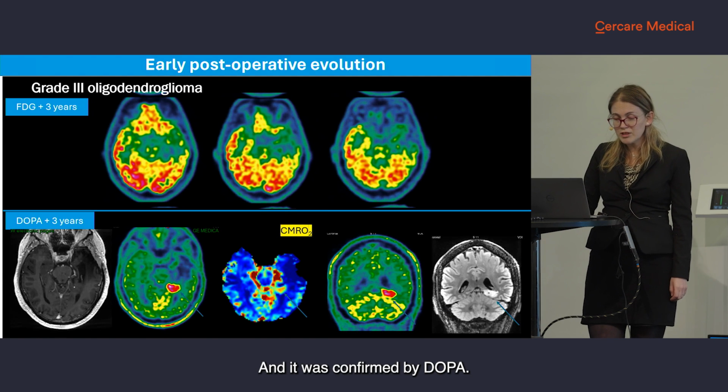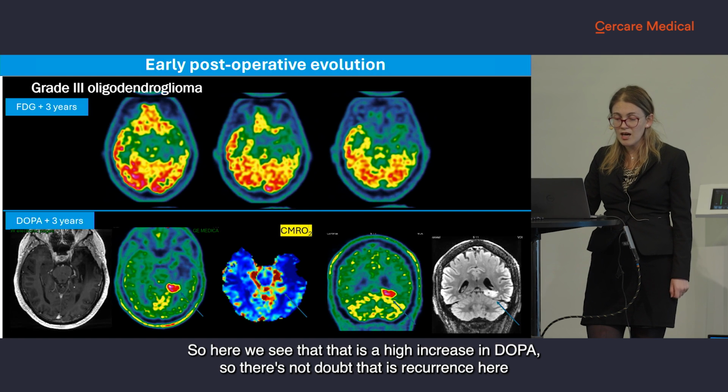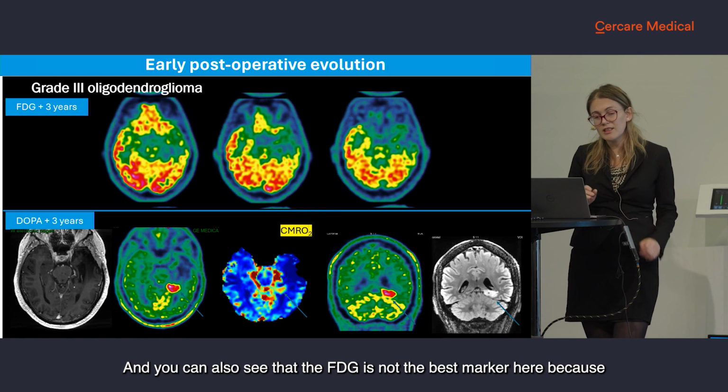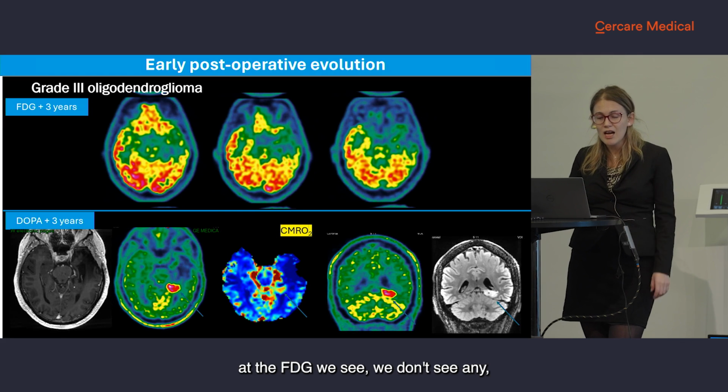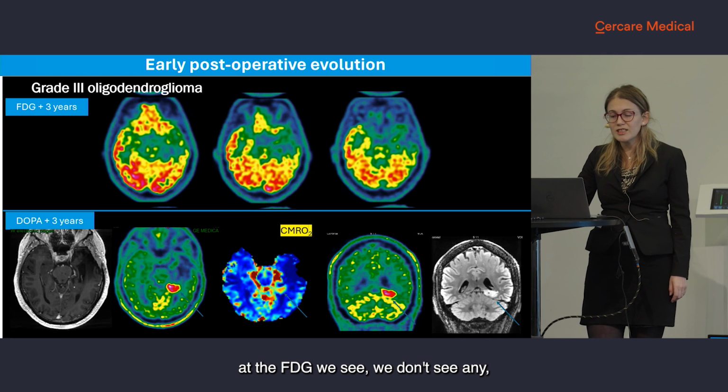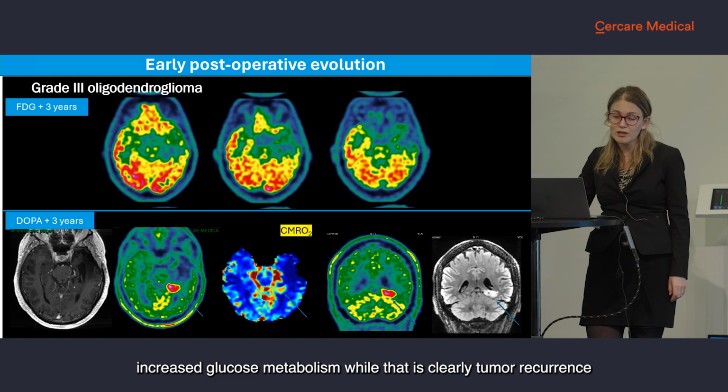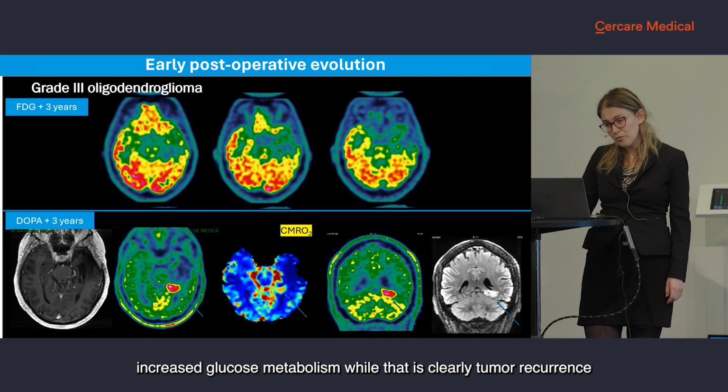And it was confirmed by DOPA. So here we see that there is a high increase in DOPA binding, so there is no doubt that now there is a recurrence here. And you can also see that FDG is not the best marker here, because in FDG we don't see any increased glucose metabolism, while there is a real tumor recurrence.